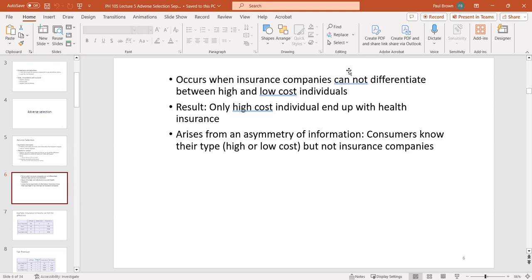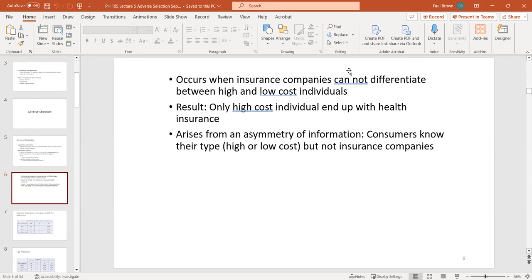So now the price goes up to $8,000. I'm going to these healthy people and saying, well, now it's going to be $8,000 because some of these other people dropped out. So they say, forget it, I'm not going to do it. They just keep dropping out, and the only people left buying insurance are the unhealthy people. And the fair premium for the unhealthy people is $10,000.